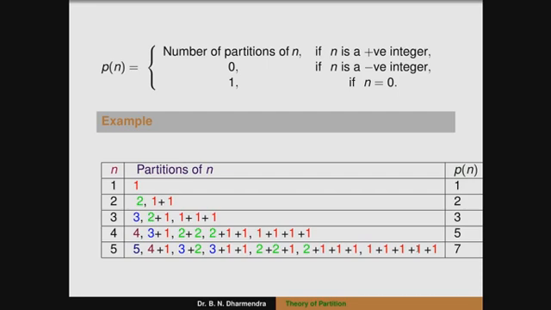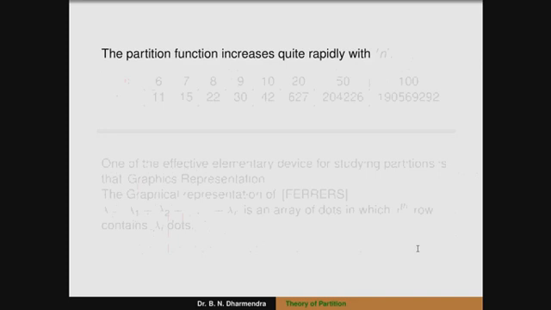So we can easily predict that the partition function increases quite rapidly. Okay, so you can write up to the partitions of n equal to 10. We have already written the terms for n equal to 1 to 5. Next we have to write down the partitions of n equal to 6, n equal to 7, n equal to 8, n equal to 9, and n equal to 10. Okay, we have to observe the table here.